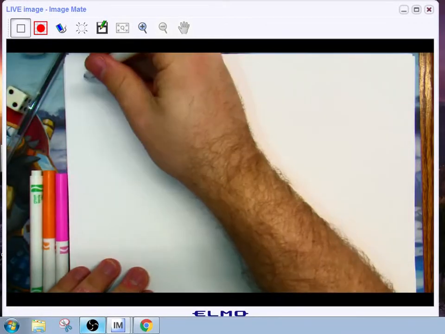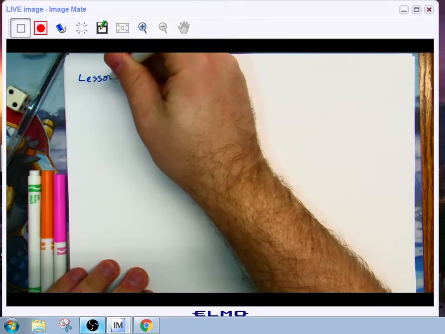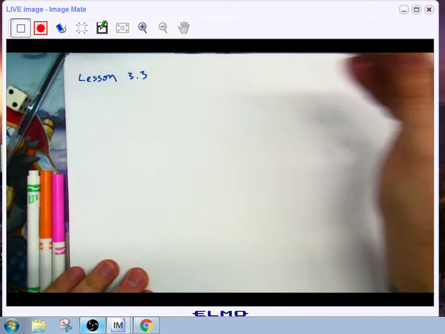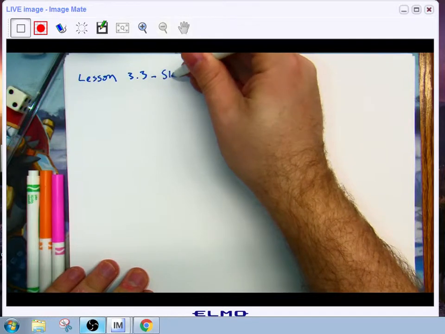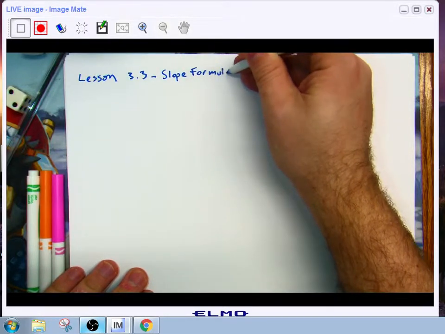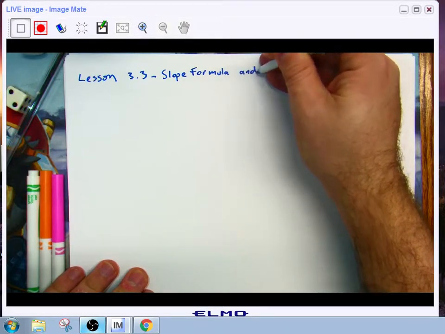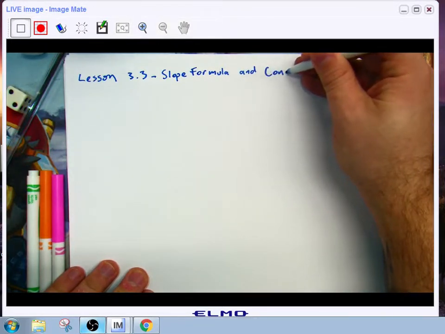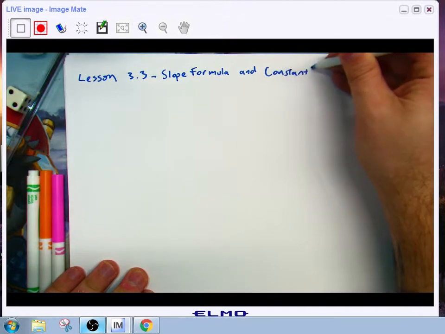All right, everybody. So today's lesson is lesson 3.3, and we're going to call this slope formula and, oh wait, there's more, constant difference.